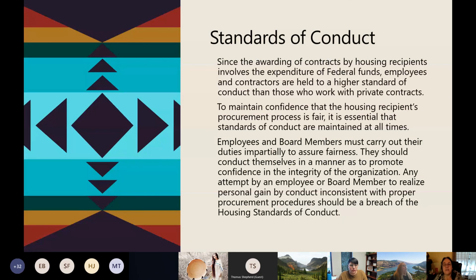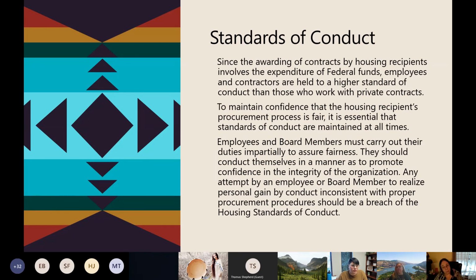So you have to have standards of conduct. Since the awarding of those contracts by our housing recipients involves the expenditure of federal funds, your employees and your contractors are held to a higher standard of conduct than those who work with private contracts. To maintain confidence that the housing recipient's procurement process is fair, it's essential that you have standards of conduct that are maintained at all times.